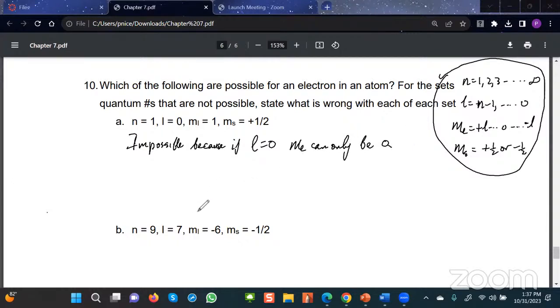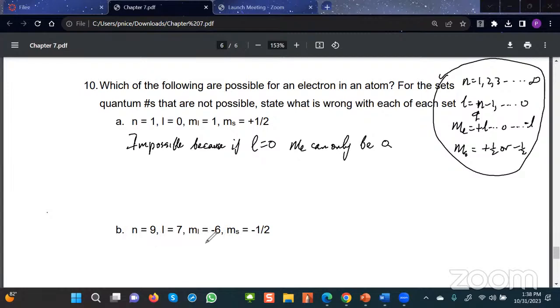All right? Okay, what about B? N is equal to 9, L is equal to 7, ML is equal to -6, and MS is equal to -half. Is that possible or impossible? Why do you say that? Yeah, if N is equal to 9, look at this rule right here. If N is equal to 9, then L can be equal to 9, 8, 7, 6, 5, 4, 3, 2, all the way to 0, right? So L can be equal to 7 if N is equal to 9, right?